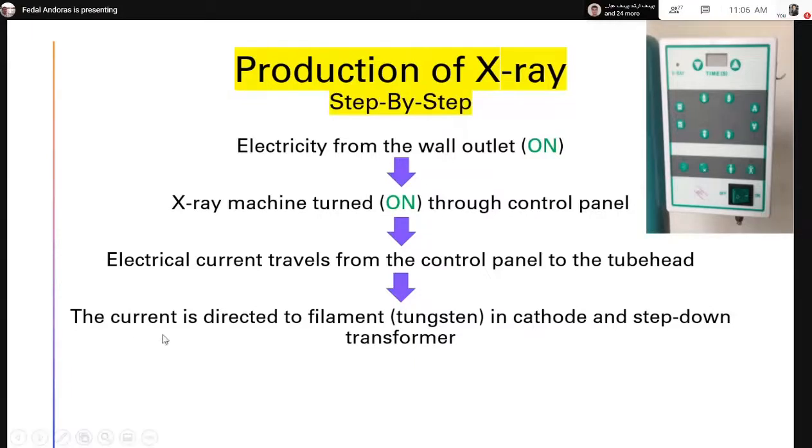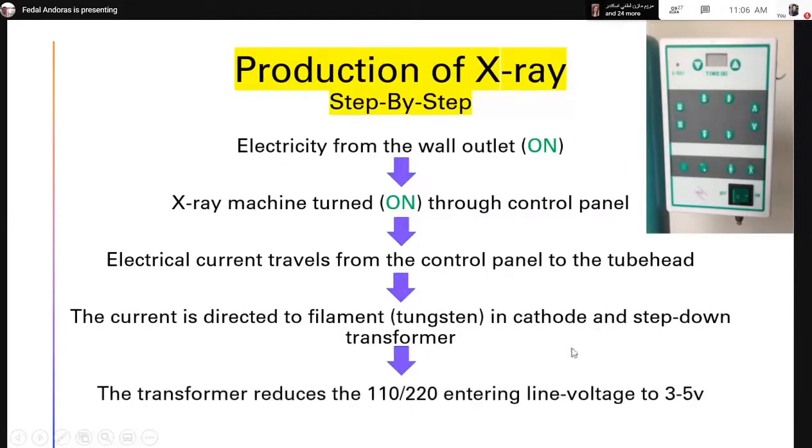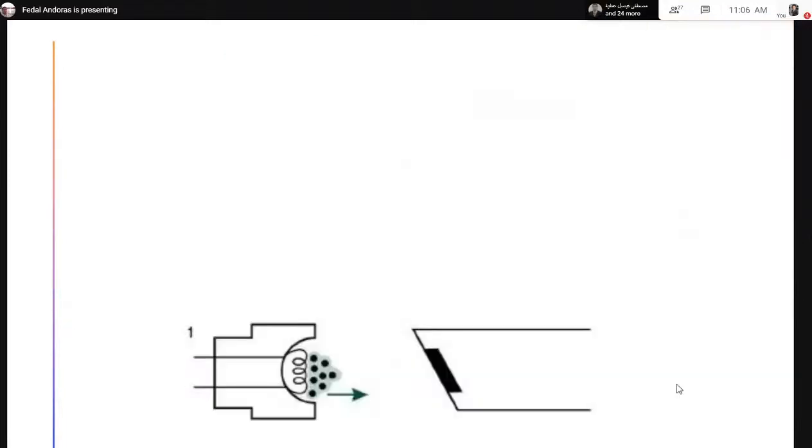So when there is current, the filament in the cathode and the step down transformer. We talked about the step down transformer and step up. Here, when just this is on, there is a current traveling to the cathode and the step down transformer. What happened? The transformer reduces the 110 or 220 volts, according to the country, entering line voltage to 3 to 5 volts. So you have these 3 to 5 volts. Don't underestimate 3 to 5 volts. Let us see what will happen with these.